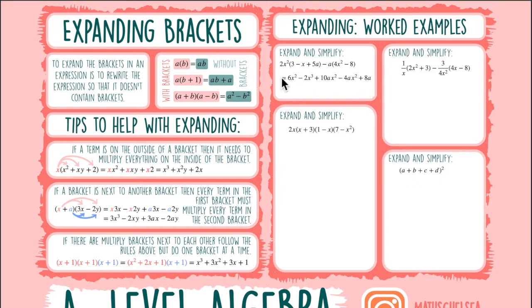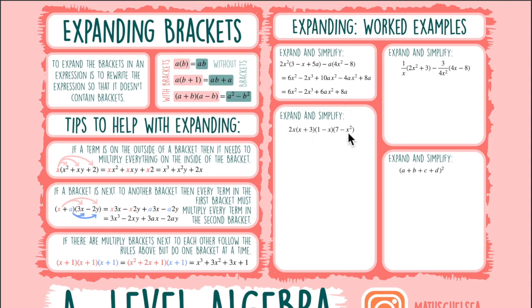And this simplifies further because you have an a x squared term here and an a x squared term here. So you can do this 10 minus 4. And there we have it. There's the answer. We've expanded both of these brackets and simplified.